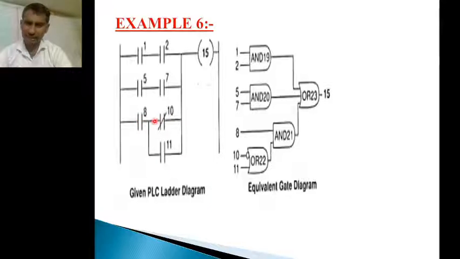That means these two are also connected in series, so I represent one AND gate. What is one input of that AND gate? 8. And what is the other input for the AND gate? This parallel combination, which can be represented with one OR gate. What are the inputs for the OR gate? One is the inverse 10 and the other is the normal 11. The inverse 10 can be represented with one bubble. In this manner we can convert the ladder diagram into the gate diagram.